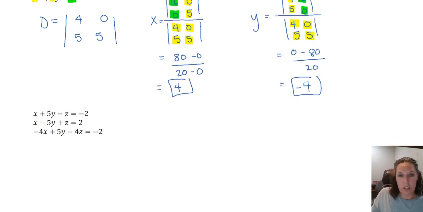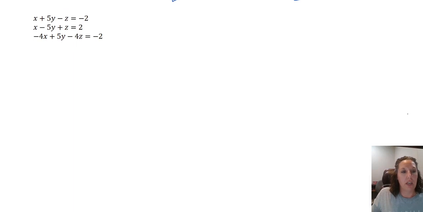All right, now let's look at a 3 by 3 system. Same basic idea. First thing we want to do is line up our x's, our y's. Now we have z's as well, but x, y, z's, equals, and constants are all going to be lined up.